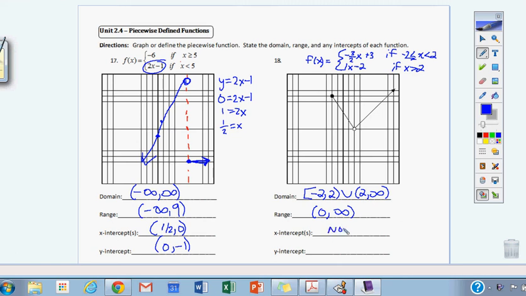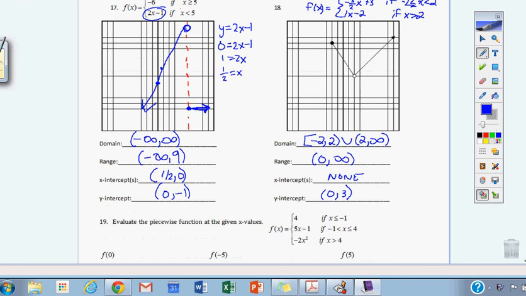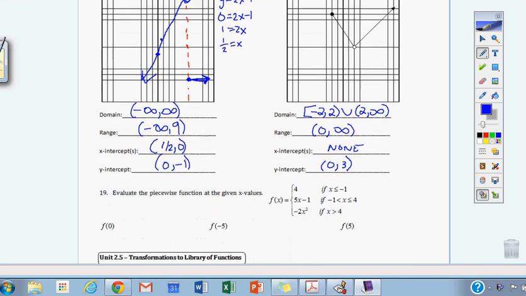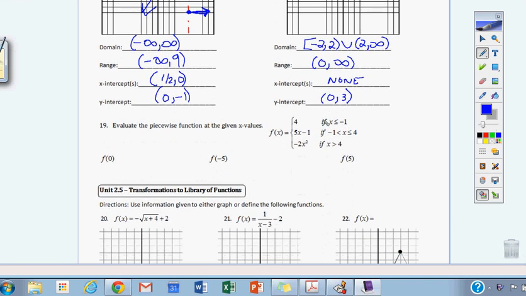X-intercept, there are no x-intercepts here because we have the open circle on the x-axis, and then the y-intercept would be 0 and 3. Okay, and then to finish off the piecewise functions, I'm not going to spend a lot of time on this bottom part here. Basically, just take the value and throw it in at the right spot.